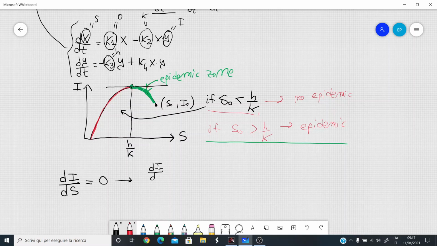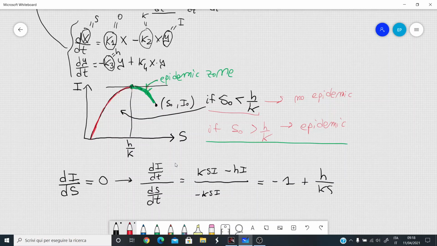I have di over dt divided by ds over dt. So I have just simply multiplied both of these differentials by 1 over dt, okay, which is not very formal, but this can be done. And I can use the equations that I have, because di over dt is just kSI minus hI, whereas ds over dt is just minus kSI. This is just equal to minus 1 plus h divided by kS, because I can simplify I in the second term, and the first term is kSI divided by minus kSI, which is minus 1. And this should be set equal to 0, which implies that the maximum is found at S equal to h divided by k, as I said earlier.